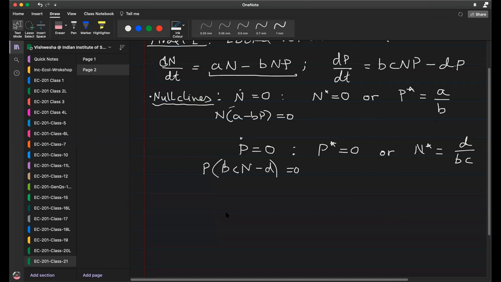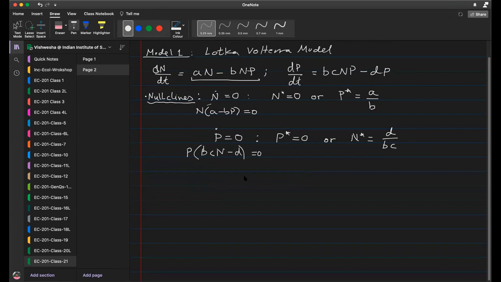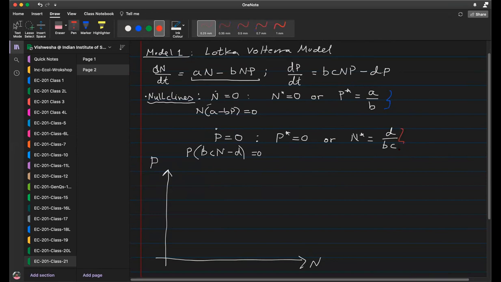So these are the 4 null lines, 2 for each of the 2 equations. So let us now plot the null lines. We will write prey population on the x-axis and predator on the y-axis. Okay. So let's again, like the previous class, write one of them in blue color, the other in red. I will use blue for this and red for this, and I will mark the equilibrium in green.